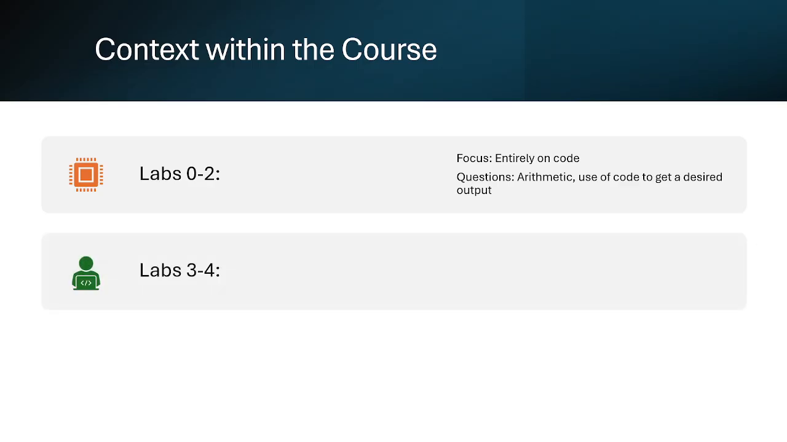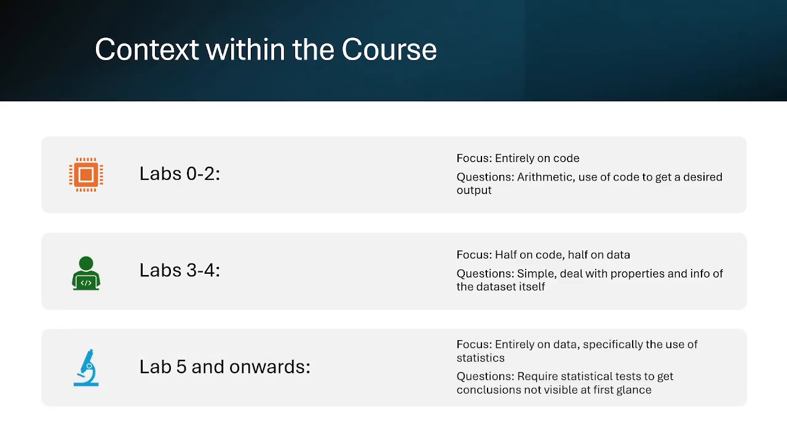Then labs 3 and 4, we started to get introduced to data. So we're using code to get to know things about data. These are trivial things about data, like a beginner's guide to data, right? For example, what's the highest growth of a country's EPI rating, something like that, right? You're using code to get some singular detail about a specific part of a data set.